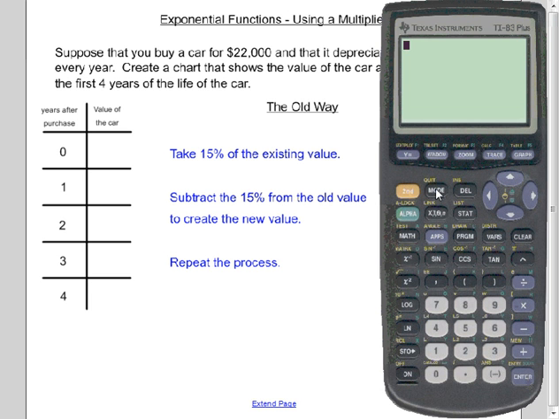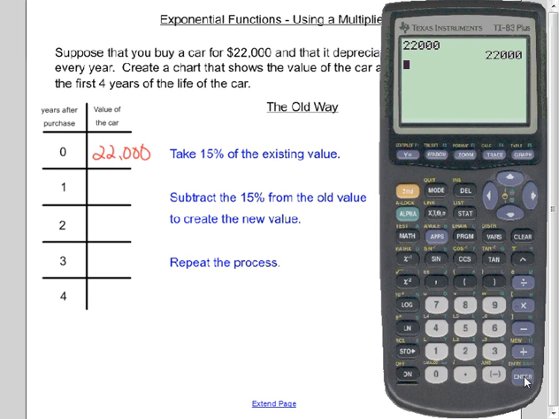And I notice here in this chart where it says years after purchase and value of car. Well, the first one's really a freebie because years after purchase, when it's 0, it means the car is still new. So it's worth $22,000. So how do I do this on my calculator? Well, I start with 22,000 and I hit enter. Okay, a couple ways to do this. I'm going to try and do this a particular way here.